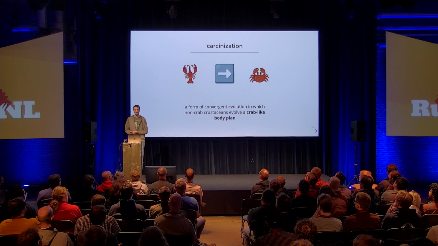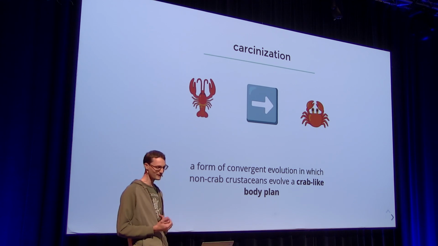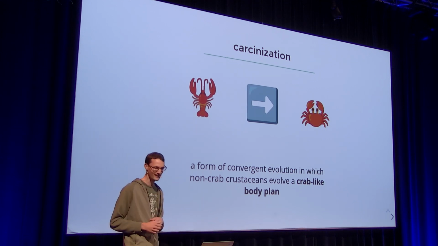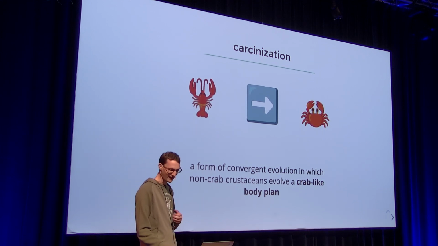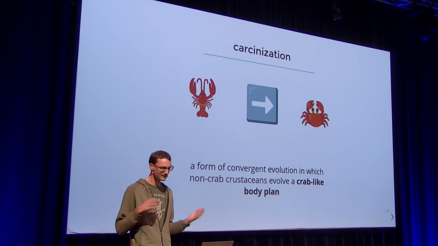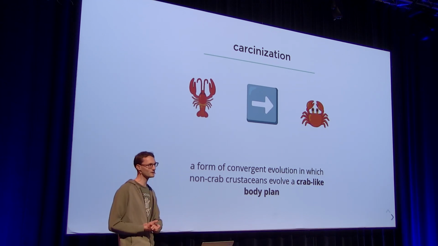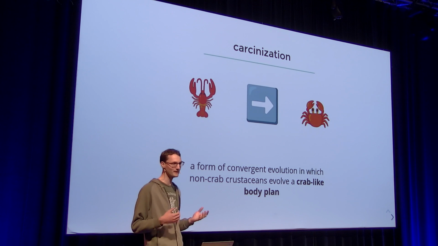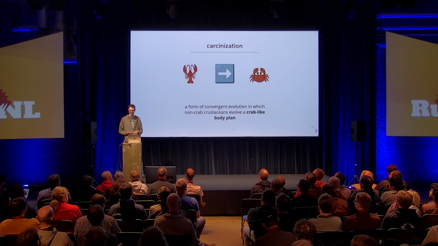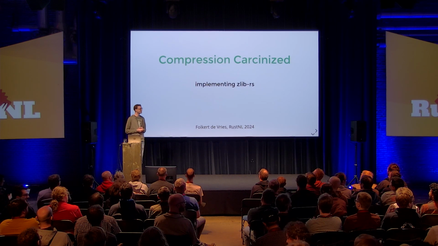But this word, carcinization, comes from biology, and it means to evolve a crab-like body plan, which is a phrase I really quite enjoy. We'll see what we can do with this idea a little bit later, but this happened several times over the course of evolution because it turns out that being a crab is an incredibly successful survival strategy. So, what is zlib-rs?